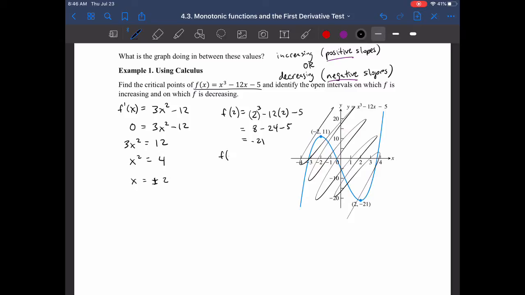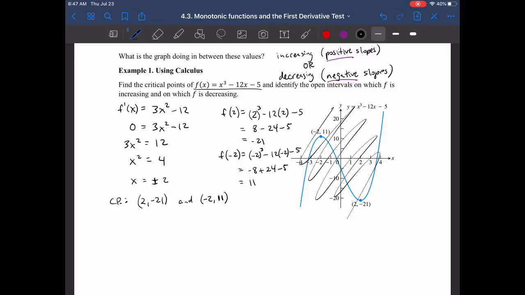The other one, we can plug in the negative 2 value, and we get negative 2 cubed minus 12 times negative 2 minus 5. That gives us a negative 8 plus a 24 minus a 5, and that's going to give us an 11. So our critical points are (2, -21) and (-2, 11). Just like that, those are our 2 critical points.